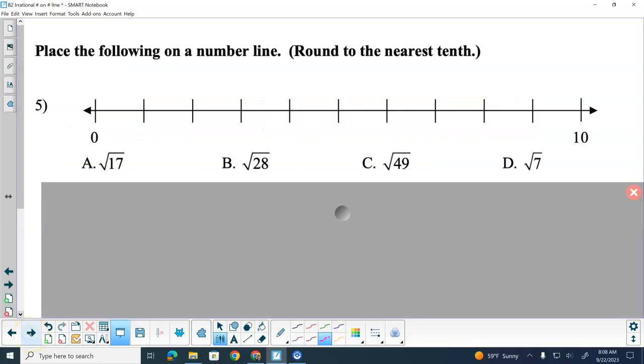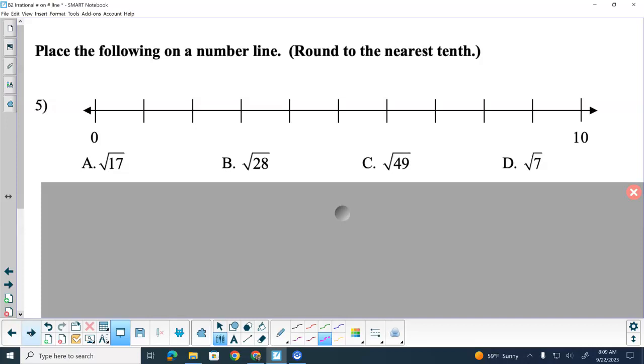Okay, so now we want to put these numbers on the number line. Well, before we can put those numbers on the number line, we have to figure out what they are. The square root of 17, I don't know where that is, right? So we type it in on our calculator or in our Chromebook, and we get the square root of 17. So square root 17 equals.